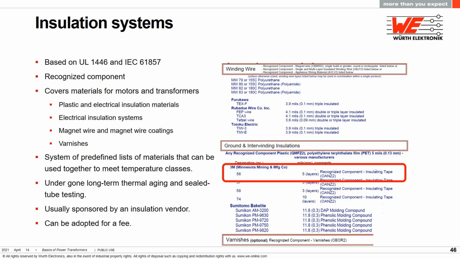The other interesting thing about insulation systems is often you'll see, for example, a 130-degree Class B material like tape allowed in a 155-degree Class F system. This can be helpful in certain situations.